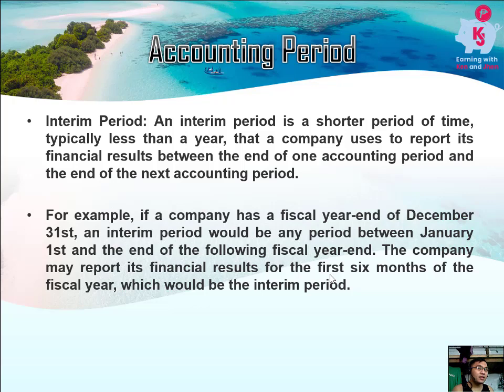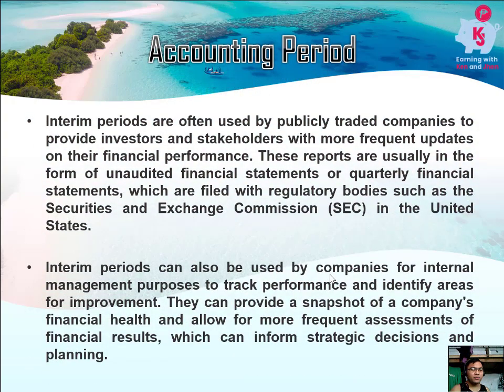So, parang ano po ito, yung sinasabi nila na monthly, bi-monthly, quarterly, at semi-annually. Para hindi po siya yung 1 year na cycle. Interim periods are often used by publicly traded companies to provide investors and stakeholders with more frequent updates on their financial performance. These reports are usually in the form of unaudited financial statements or quarterly financial statements, which are filed with regulatory bodies such as the Securities and Exchange Commission in the United States at pwede din sa Pilipinas.